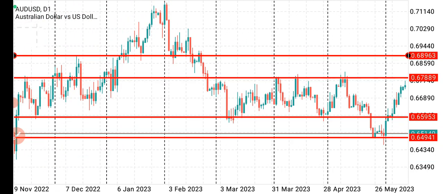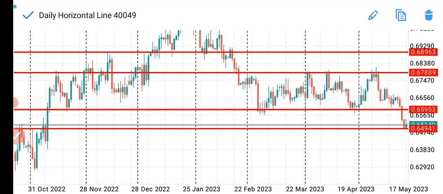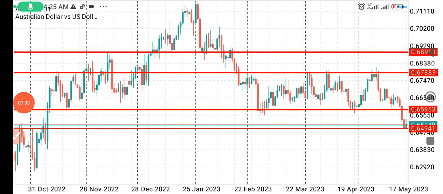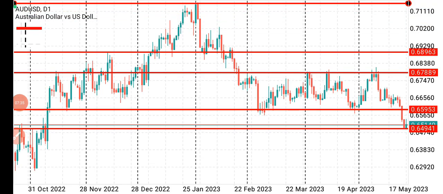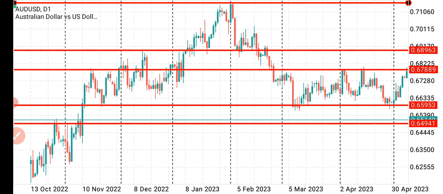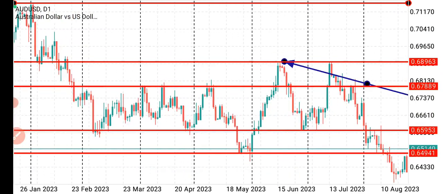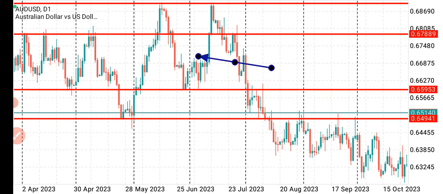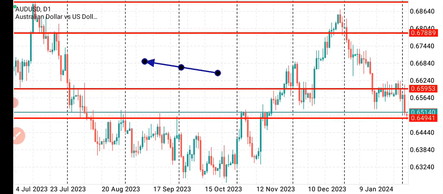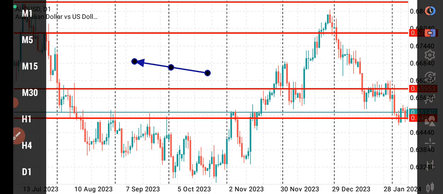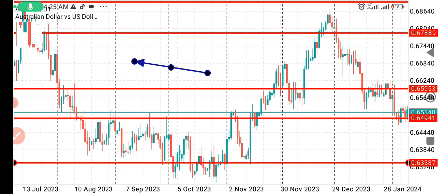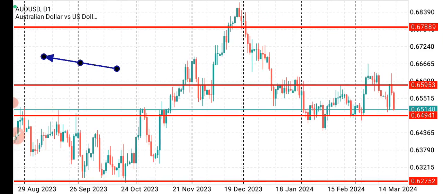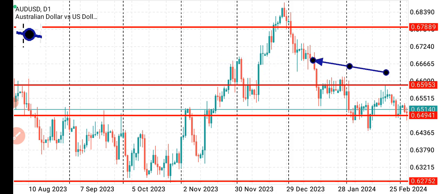We are marking out areas of support and resistance, and what we are marking is our point of reactions. Our point of what? Reactions. So we are marking point of reactions using the horizontal line.